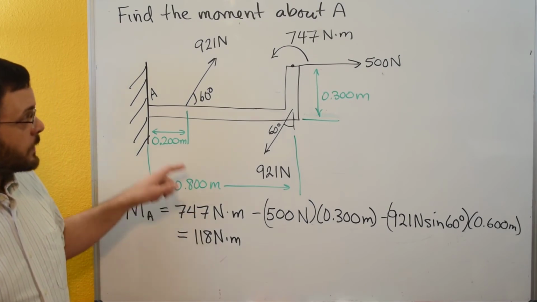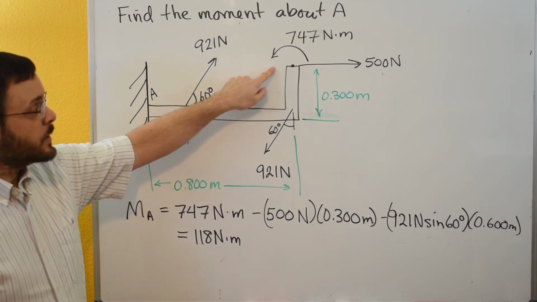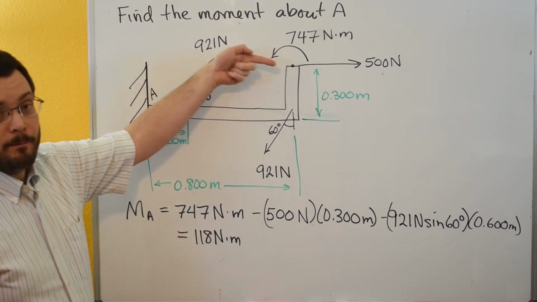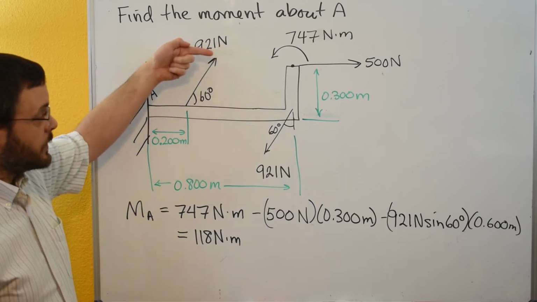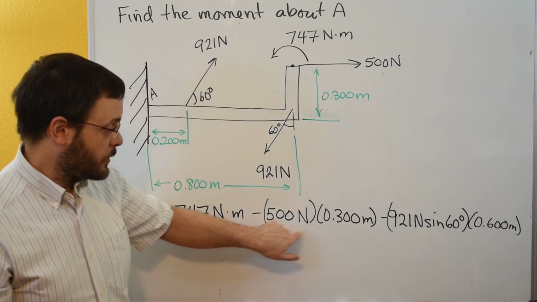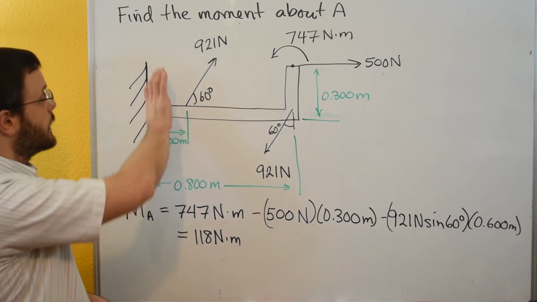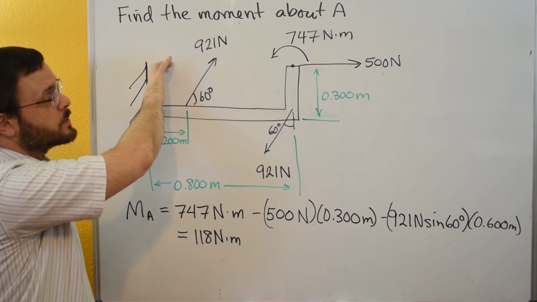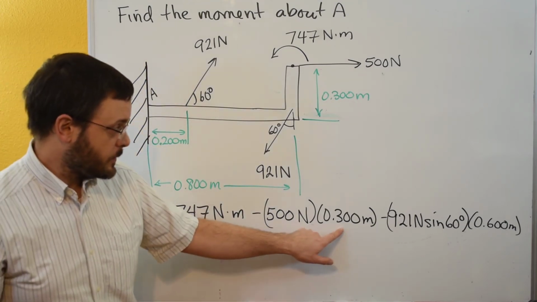Now let's deal with the next easiest thing, which is just our plain old 500 newton force. We have a force in the x direction. We need the perpendicular distance back to this point A. So if the force is in the x, our perpendicular distance is going to be in the y direction. So this is going to be our 500 newtons times our 0.3 meters here. We need to figure out direction. Looks like at A, this would be a negative contribution to the moment at A from that 500 newtons. So negative 500 newtons times 0.3.